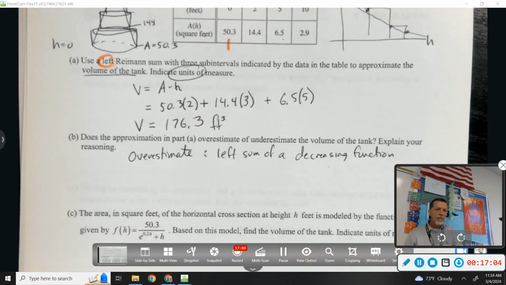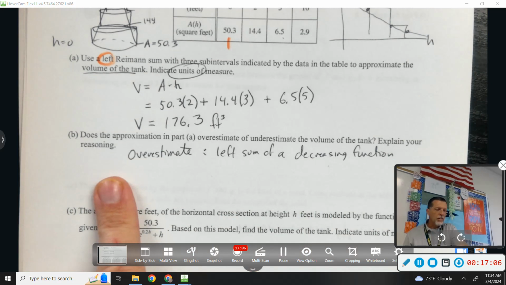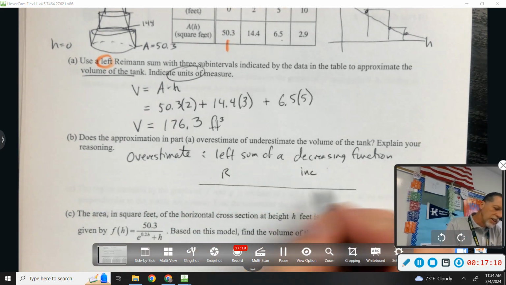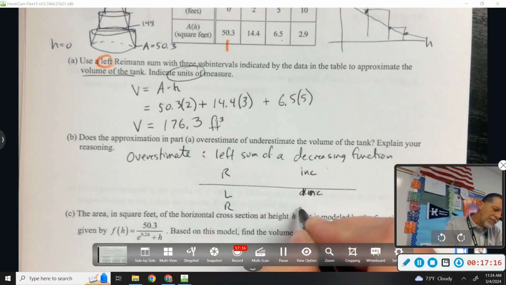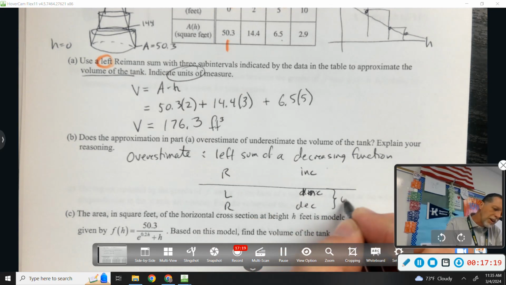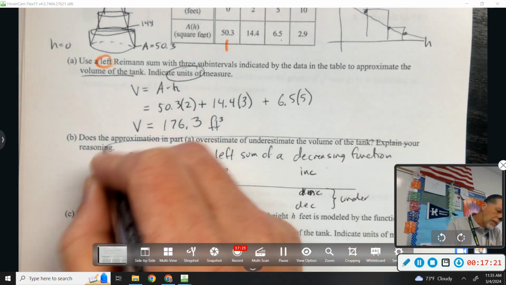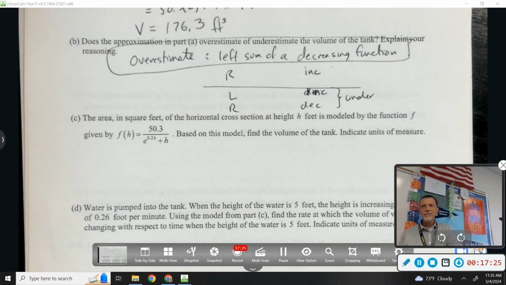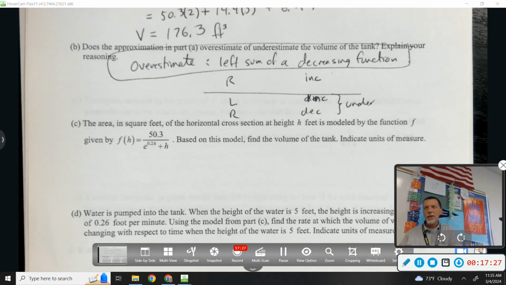But you're right. Left decreasing would always be an over. So that means a right increasing would be an over. And a left increasing and a right decreasing, those would be under. That's what you said. But I don't want to remember that. I just want to think about it each time.